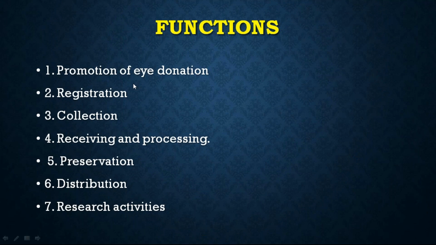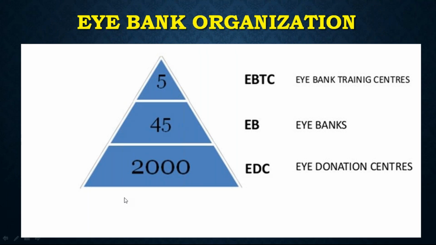These are the functions of eye bank: promotion of eye donation, registration, collection of the donor corneas, receiving and processing of the donor corneas, preservation of the donor corneas in MK medium, and distribution to the required people, the patients or the hospitals which have facilities for corneal transplantation, and research activities. These are the functions of eye bank.